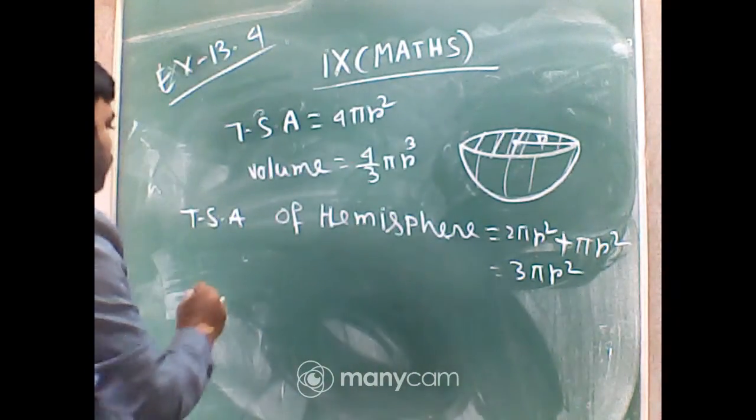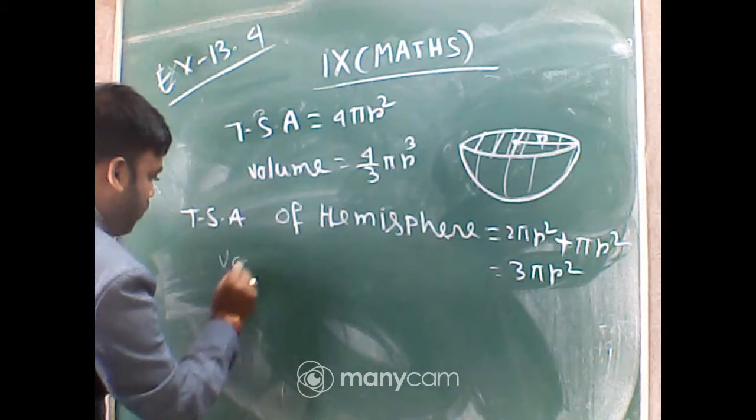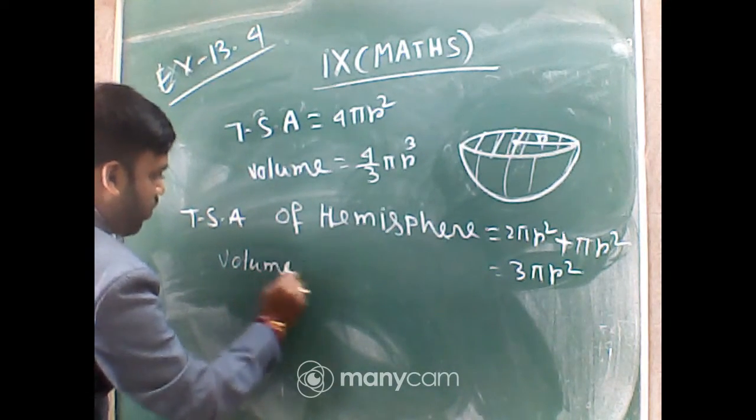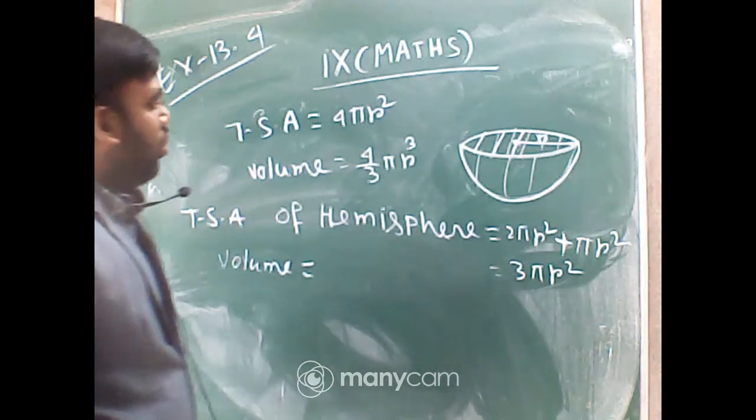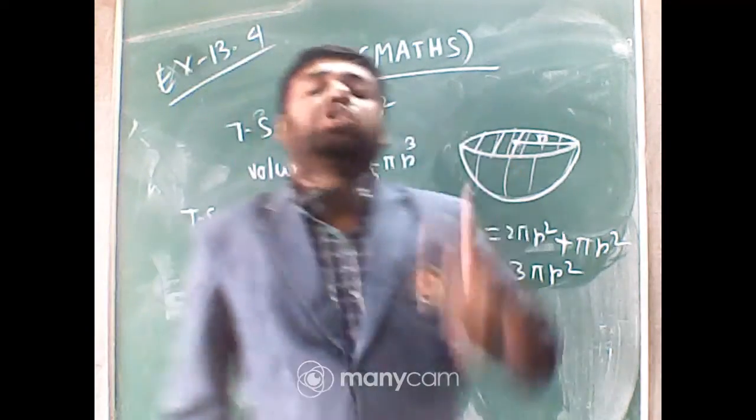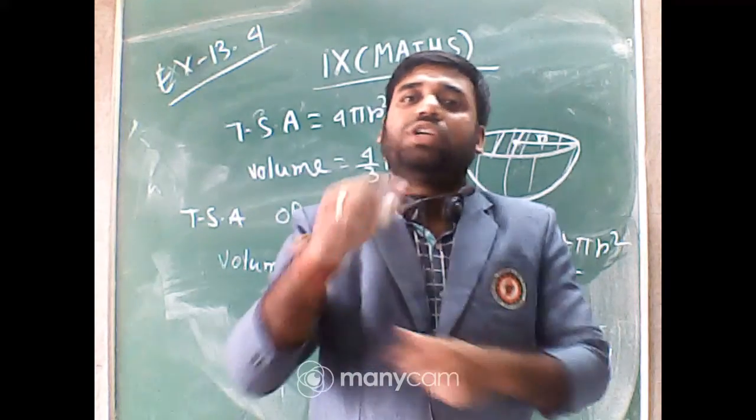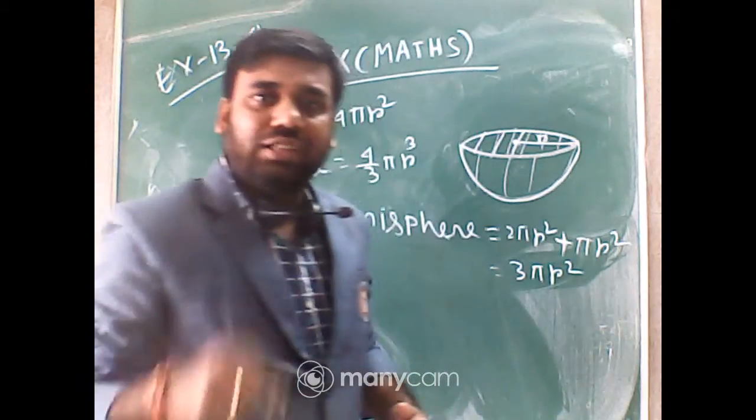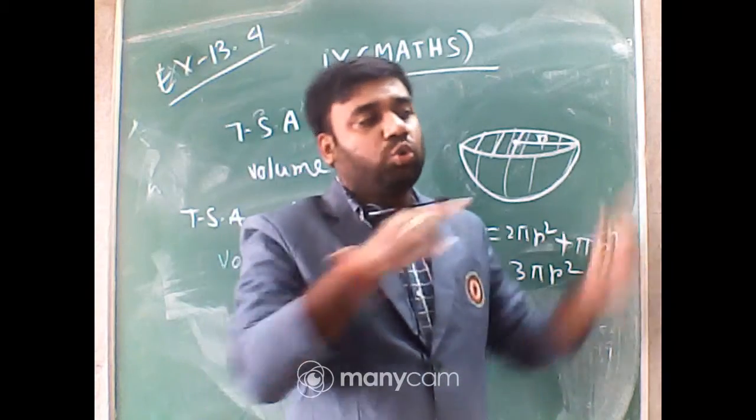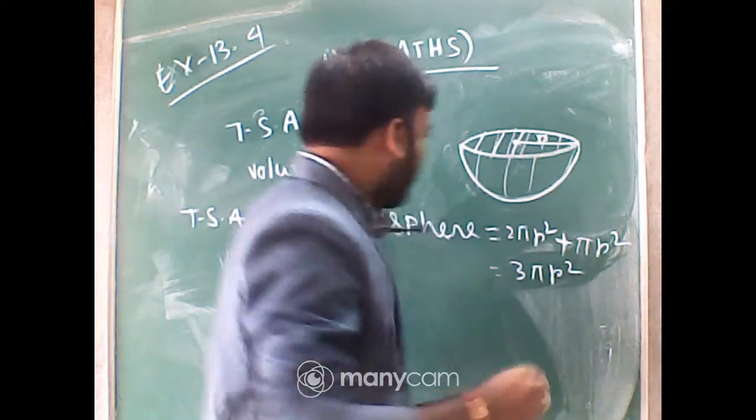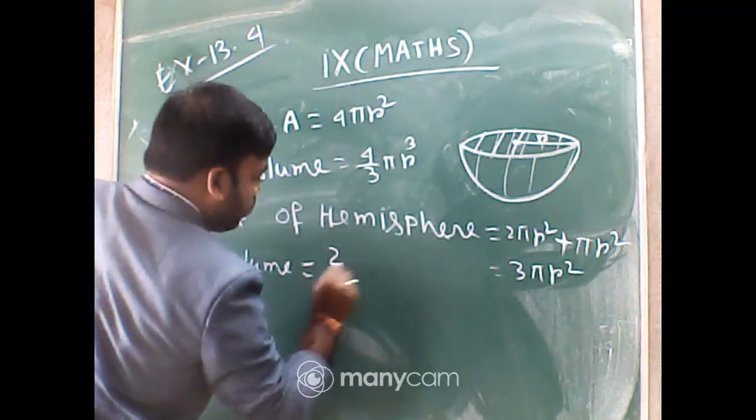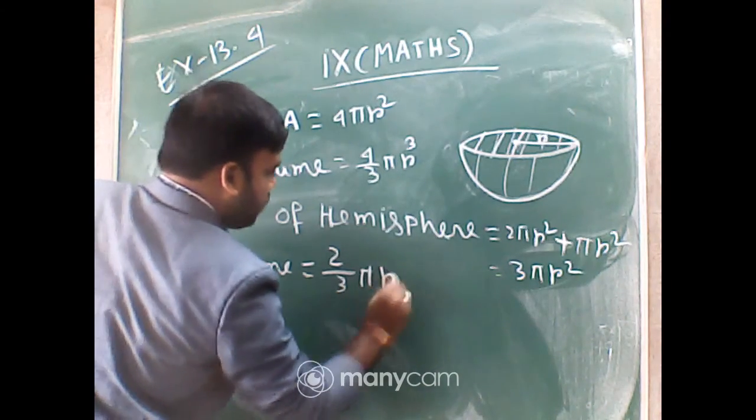And what is the volume? Total sphere is 4/3 pi r cube. Then half sphere, it will be divided by 2. So 4/3 pi r cube by 2, 2 to 2 and 4 reduce, 2/3 pi r cube.